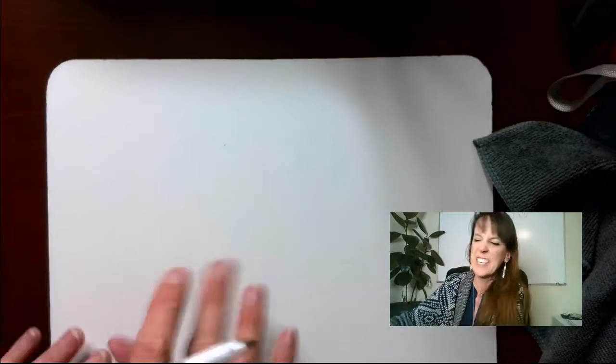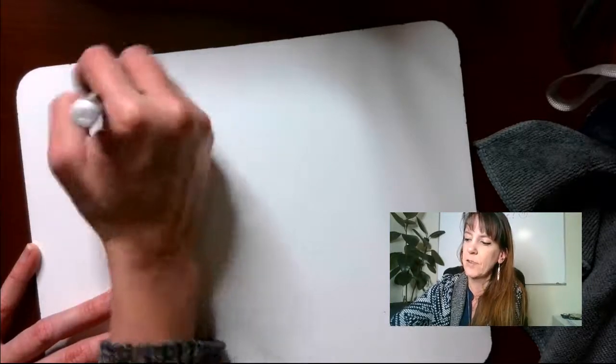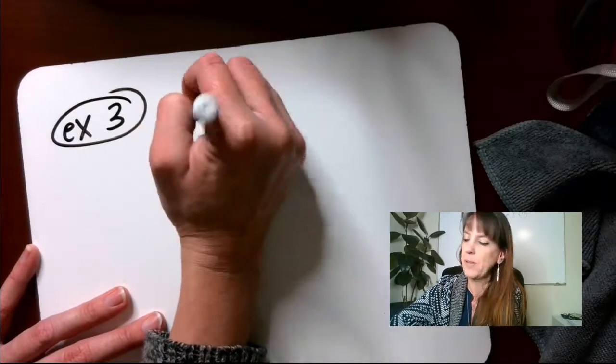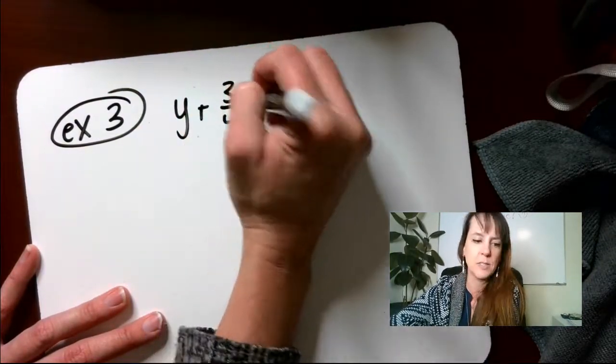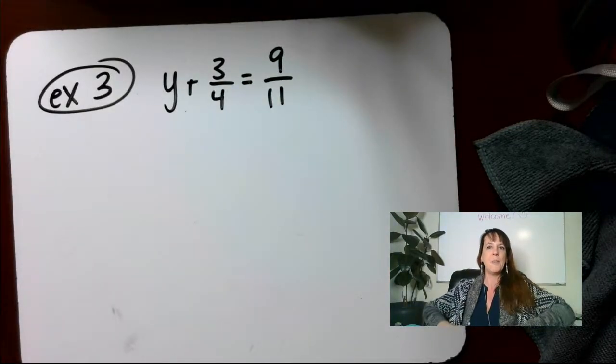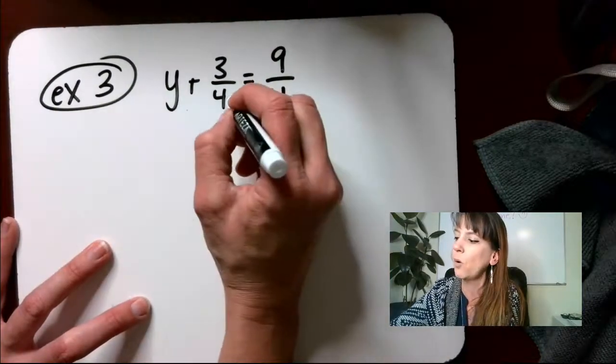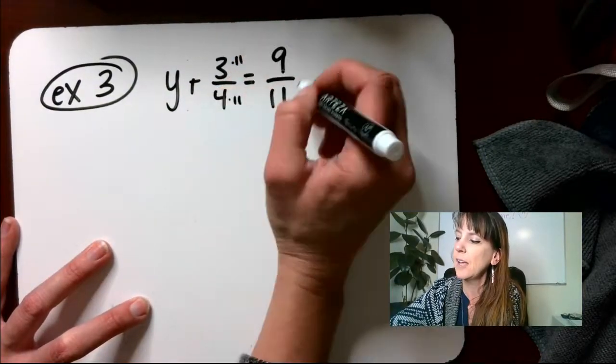All right. So let's deal with this with fractions. Example number 3. Fractions. Y plus 3 over 4 equals 9 over 11. First things first is we have to find a common denominator. Our common denominator here is 4 times 11, which is 44. 11, 4.